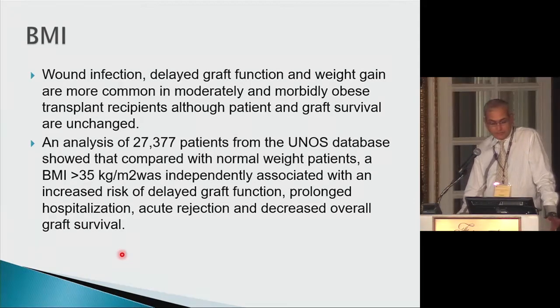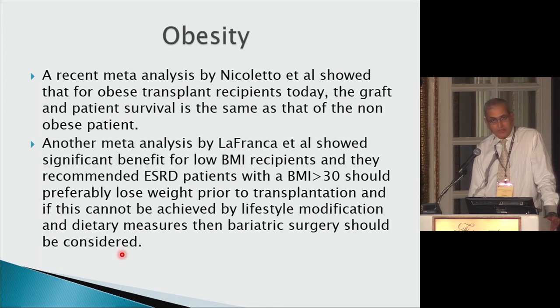An analysis of 27,000 patients from the database showed that compared with normal weight patients, a BMI of greater than 35 was independently associated with increased risk of delayed function, prolonged hospitalization, acute rejection, and decreased overall graft survival. So that was one study. Then there were two other studies, and both of these groups looked at the same data and came up with slightly different conclusions. So a recent analysis by Nicoletta showed that for obese transplant recipients today, graft and patient survival is the same as that of non-obese patients.